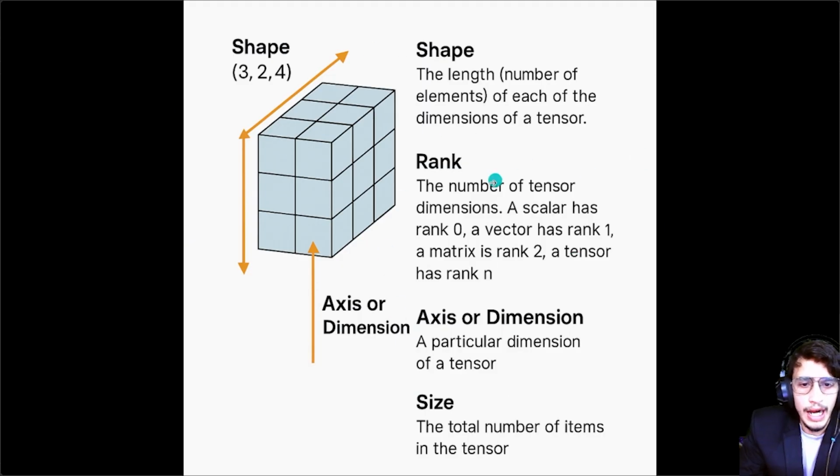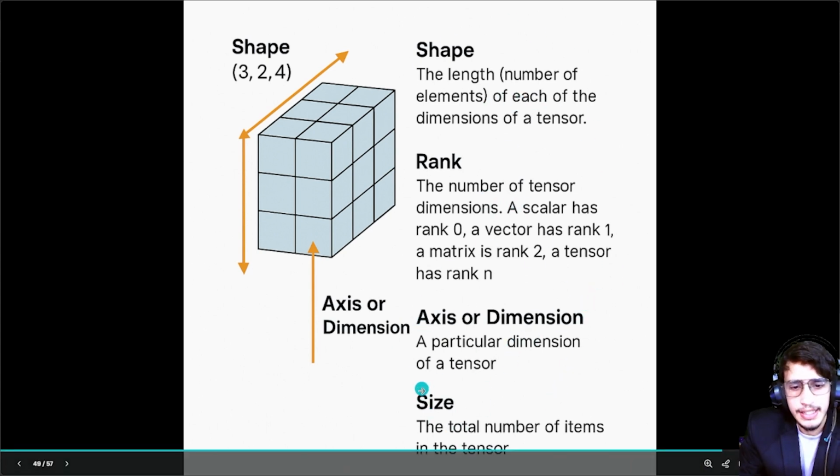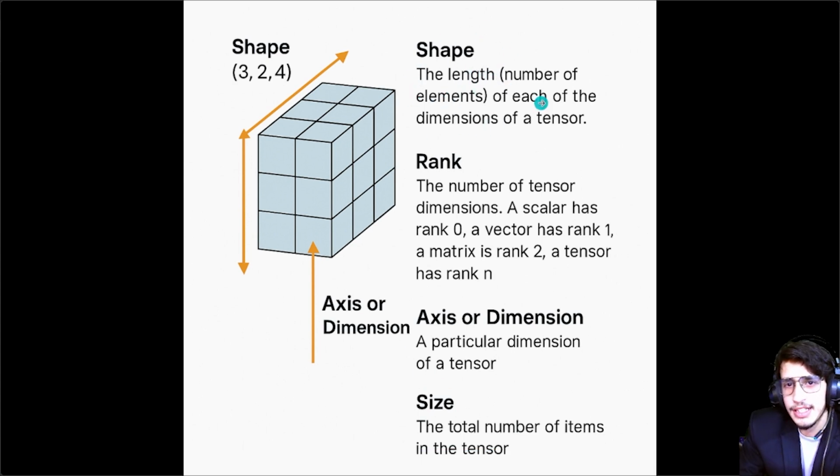Tensors have four properties: shape, rank, axis, dimension, and size. First of all, what is shape? Shape is all the dimensions of this array. Like this tensor has the shape 3, 2, 4, meaning this is 3, this is 2, and this is 4. So shape is the whole shape of the tensor.